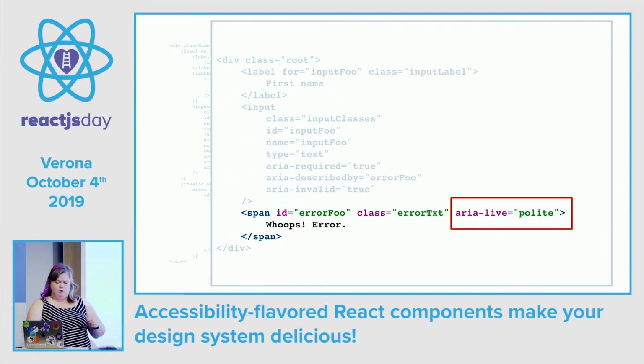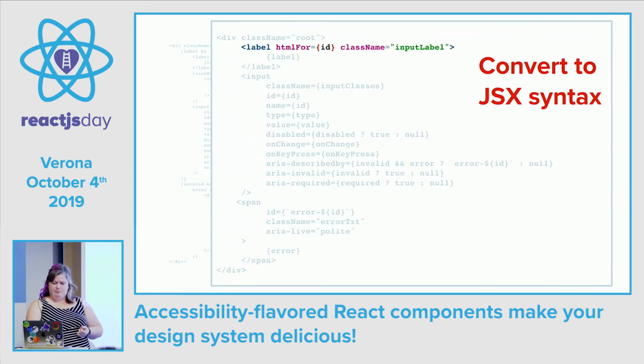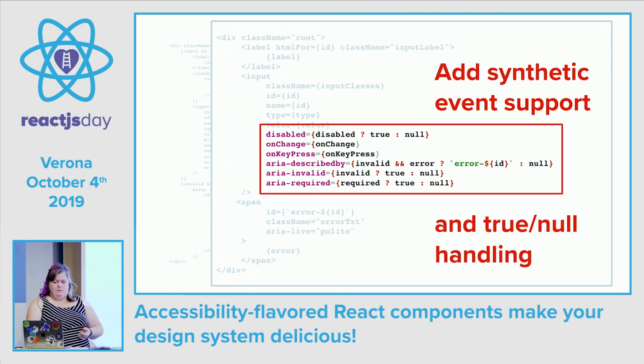But to do that, you add one more attribute, the ARIA live announcement, and once the error hits, that whoops error will announce. So that is a way that you can make sure your error messages show up and they also announce to a screen reader user. If you convert this to JSX, for is a reserved word, I believe, in React, so it's htmlFor. And we convert class to className. And we convert the disabled and the ARIA invalid and required to the new true or null pattern. The ARIA described by, we only want to attach it if it's invalid and there's an error message, because you want to make sure that the ID only attaches if it's invalid, otherwise it will throw an error.